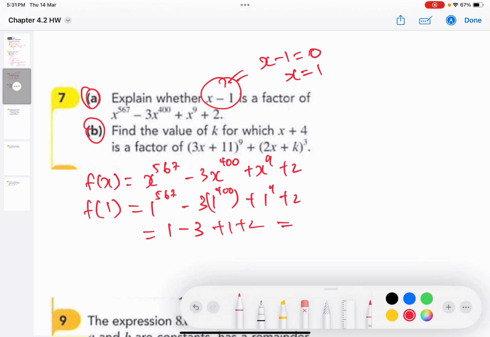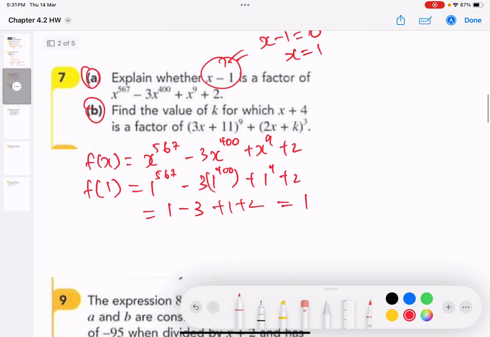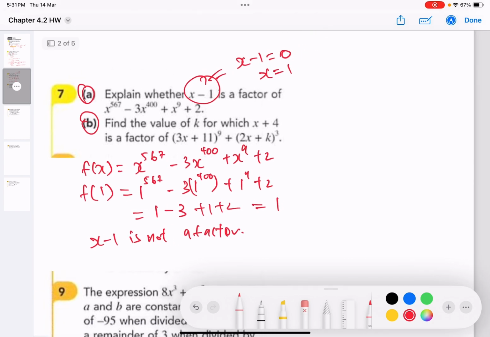And this works out to 1. And 1 is not equal to 0. So by the factor theorem, I know x minus 1 is not a factor. Alright, it is not a factor.